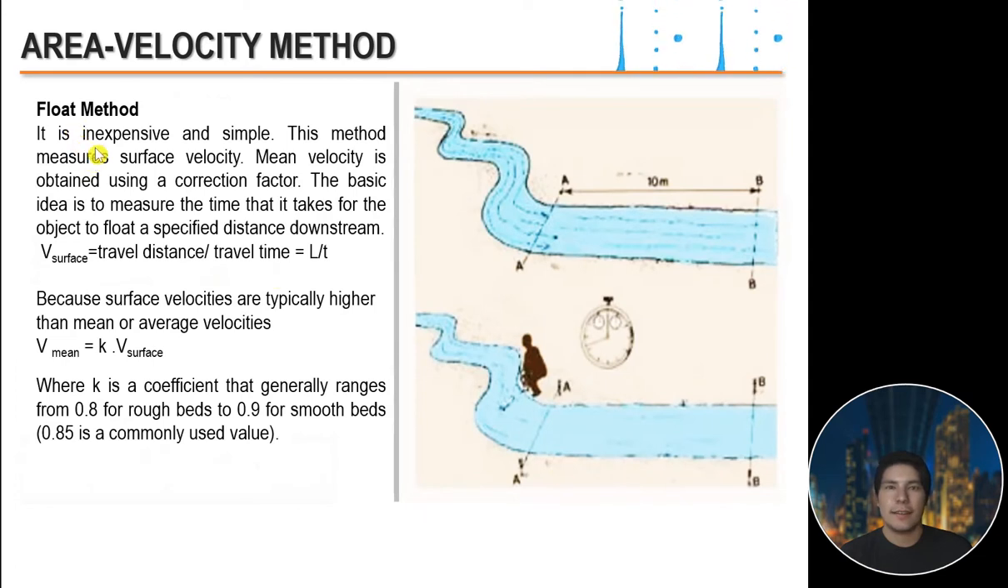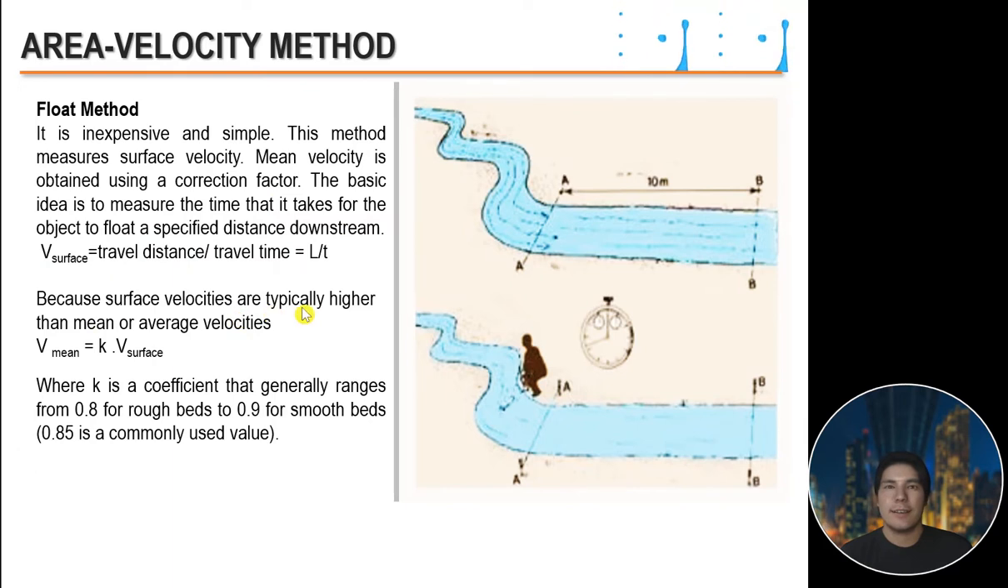Okay, so we have also float method. It is an inexpensive and simple method. No? So this method measures the surface velocity. So mean velocity is obtained using a correction factor. So the basic idea is to measure the time that it takes for the object to float at a specific distance downstream. So bali yung velocity at the surface is equivalent nung travel distance natin over the travel time.